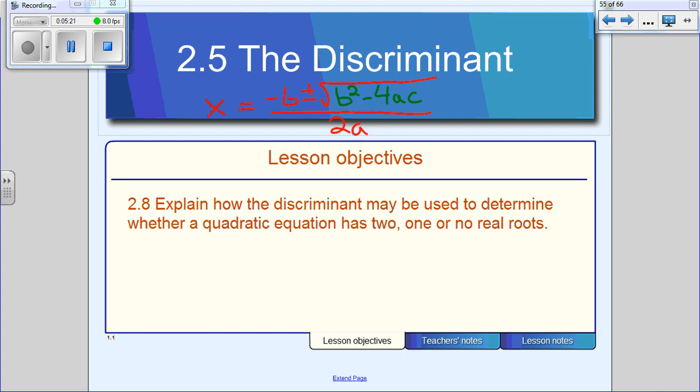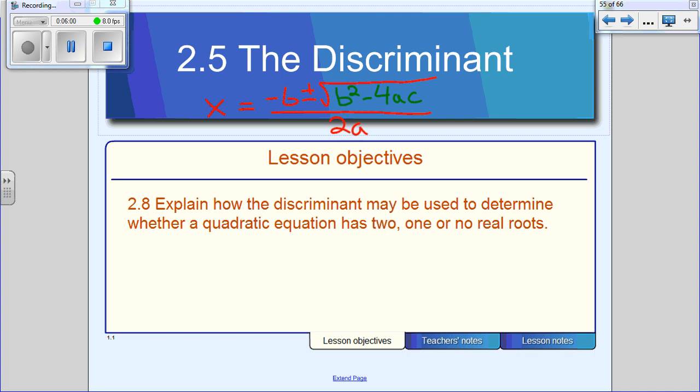How could I get one solution? If the discriminant equals 0, what's the square root of 0? 0. A number plus 0 is the same thing as a number minus 0. So if the discriminant equals 0, there would be one solution, because adding 0 or subtracting 0 would be the same thing. So if I had 9 minus 9, that's 0. Adding 0 and subtracting 0 would still give you the same answer.